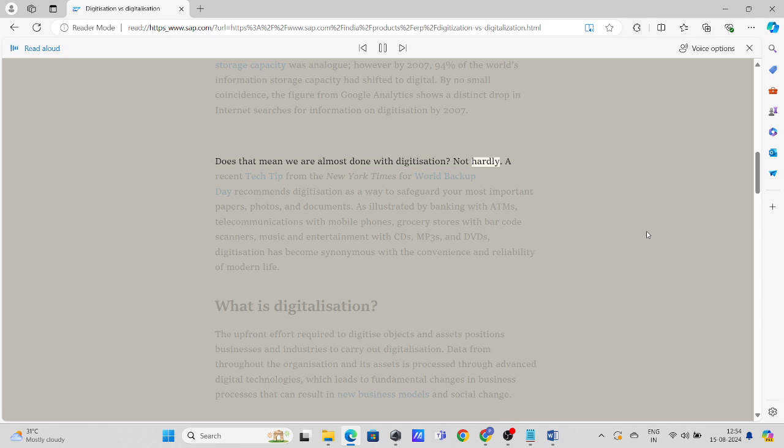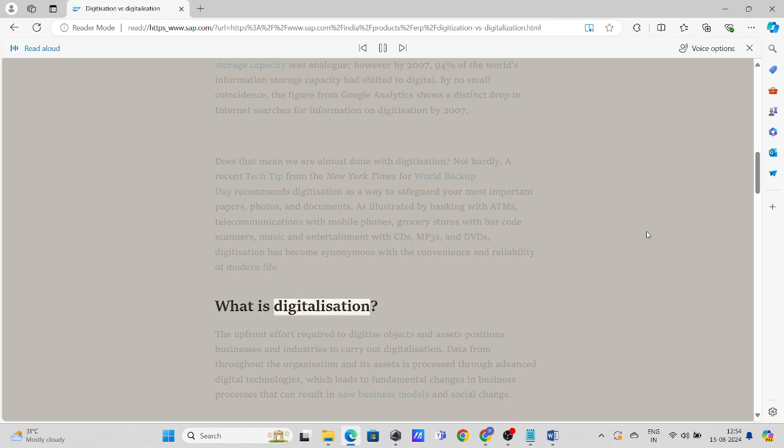Not hardly. A recent tech tip from the New York Times for World Backup Day recommends digitization as a way to safeguard your most important papers, photos, and documents. As illustrated by banking with ATMs, telecommunications with mobile phones, grocery stores with barcode scanners, music and entertainment with CDs, MP3s, and DVDs, digitization has become synonymous with the convenience and reliability of modern life.